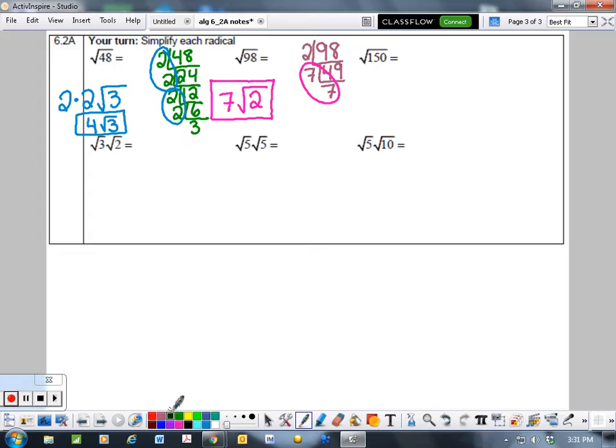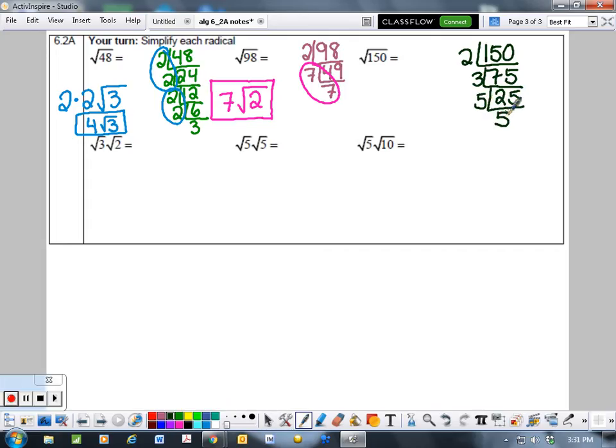So now I'm going to go ahead and move to the next one, 150. So I'm going to go ahead and write that over here. 2 goes into 150 75 times. 2 does not go into 75, but 3 does. And 3 goes 25 times. And 3 doesn't go into 25, but 5 does.